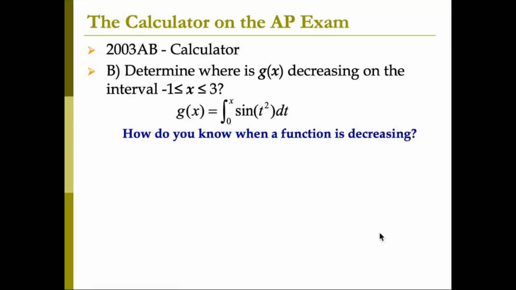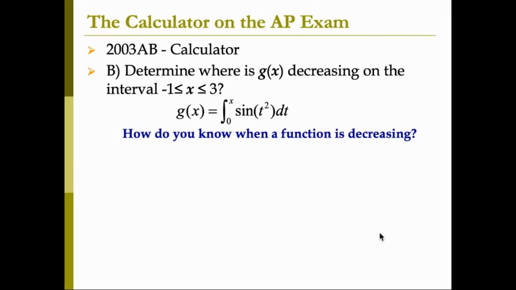So part B says, and this is part of the same question, and this is what you should expect to see on the AP exam. They're going to be doing a lot of different concepts using one function. Very similar to what you should expect to see on my tests, right? So I usually do A, B, C, D, and I do that because it mimics the AP exam very much. So let's go ahead and determine where g of x is decreasing on the interval from -1 to 3.